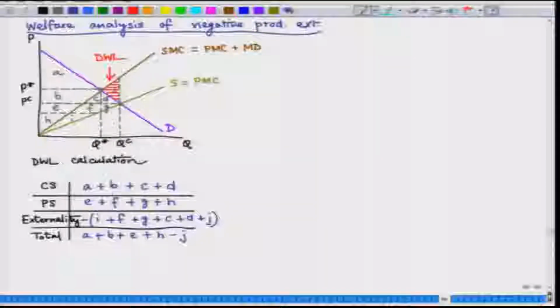Let us continue our discussion on externality. So, we have seen how to find out the deadweight loss associated with a negative externality. Now, let us shift our focus to the positive externality. Here also we are going to do a graphical analysis of the deadweight loss calculation associated with that.